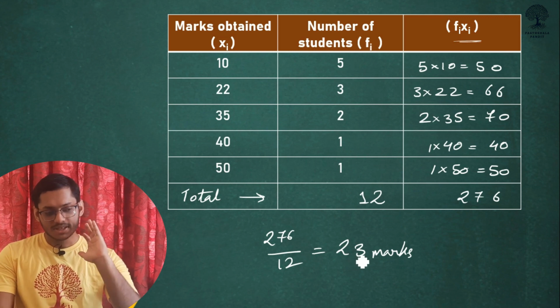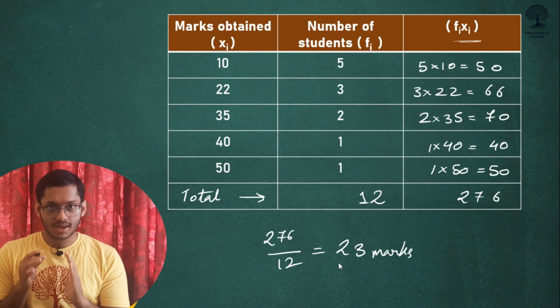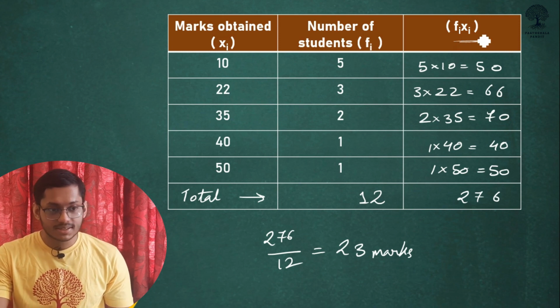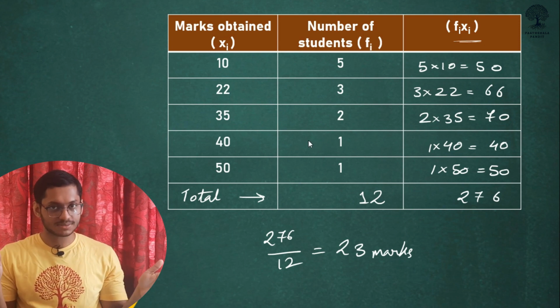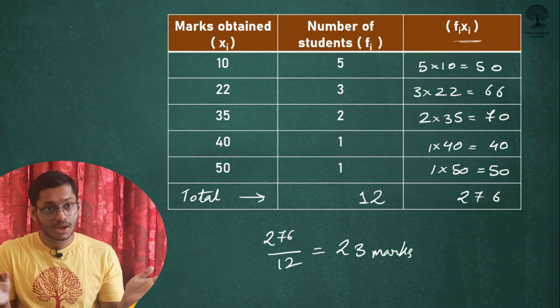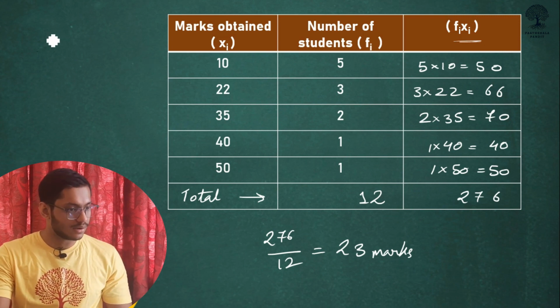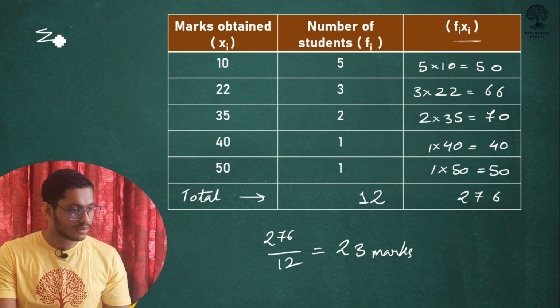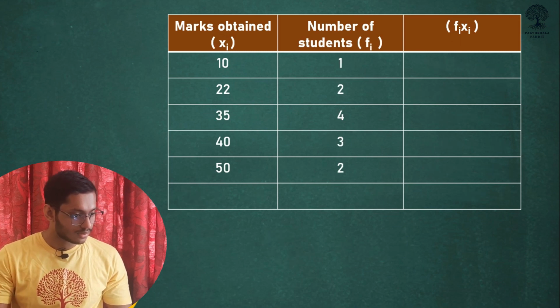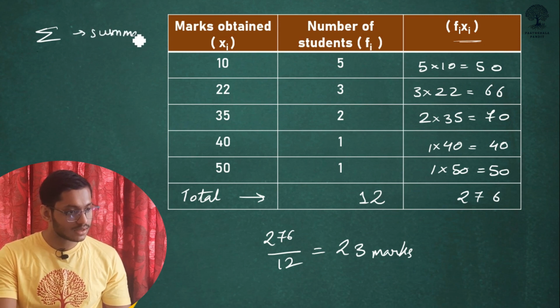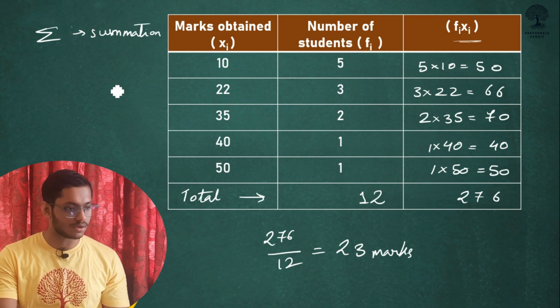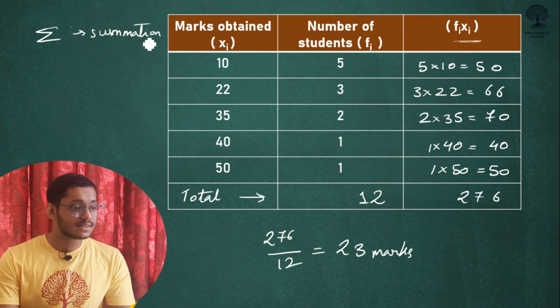Okay. Now let me show you another thing, the actual formula. See, this is Fi, correct? So whenever we add things, we denote it by this symbol. This symbol is known as the summation symbol. Let me just write it here: summation. So this is the summation symbol.